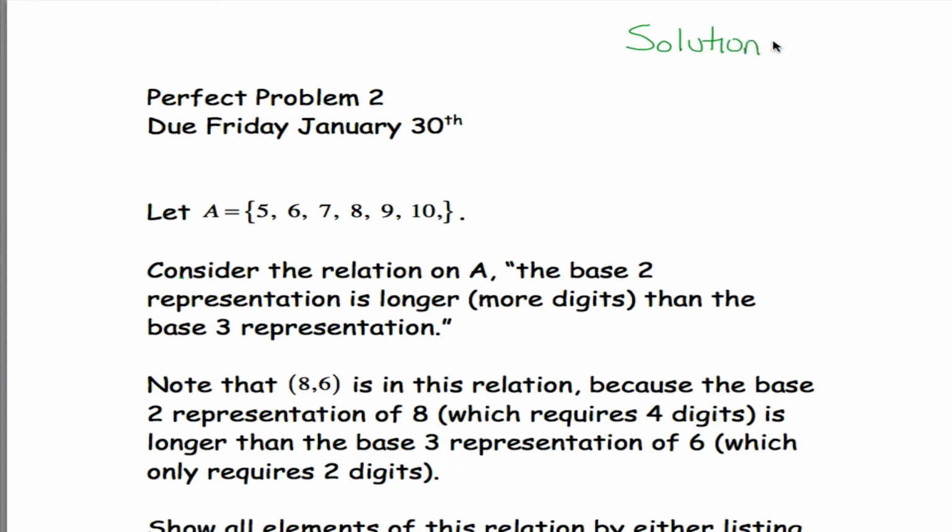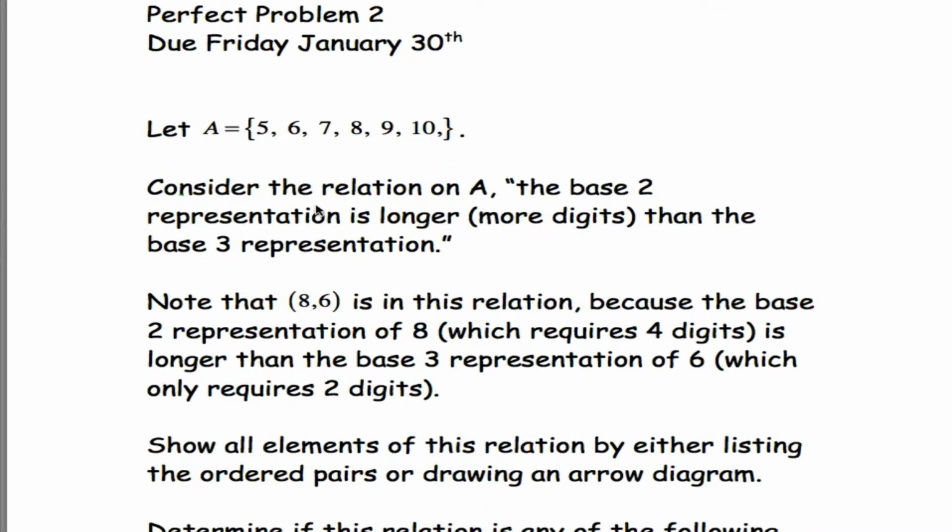All right, here are some solutions from, I guess this was our second perfect problem for Math 211. We're given this set, 5, 6, 7, 8, 9, 10, and asked to consider this relation where an element is related to another element if the base 2 representation of the first element is longer than the base 3 representation of the second element. So, it might help to visualize this a little bit and actually sketch out the sets.